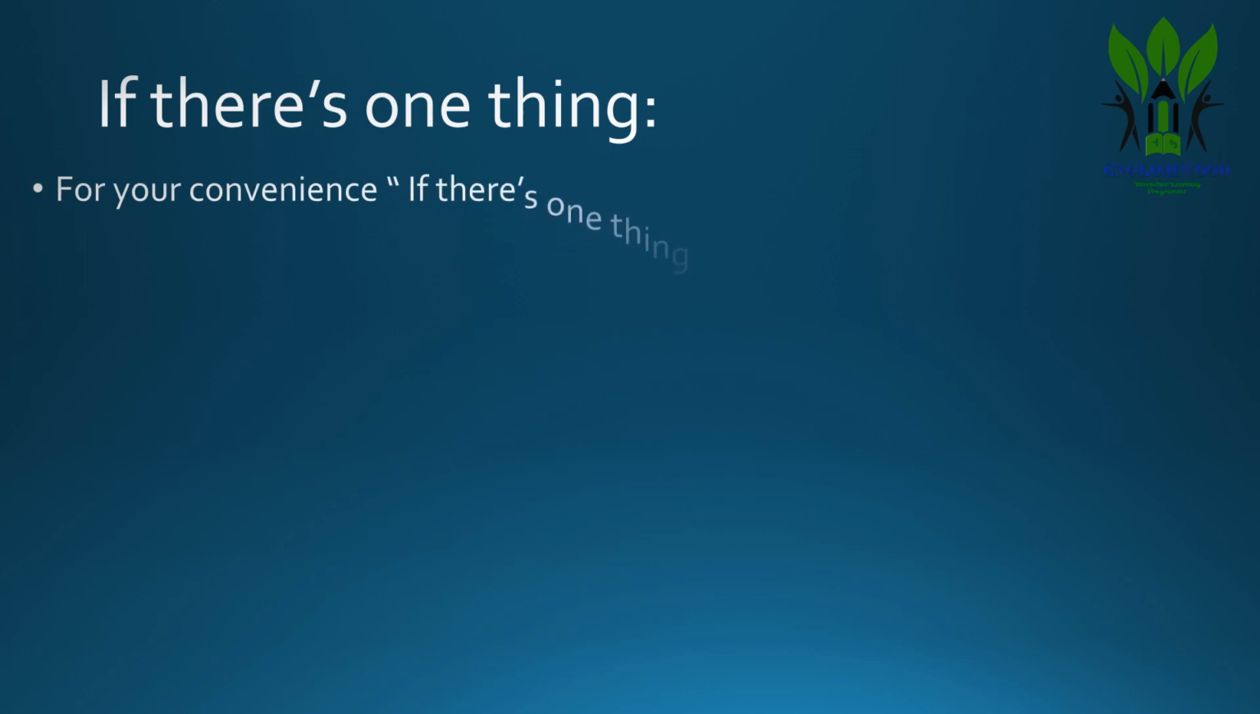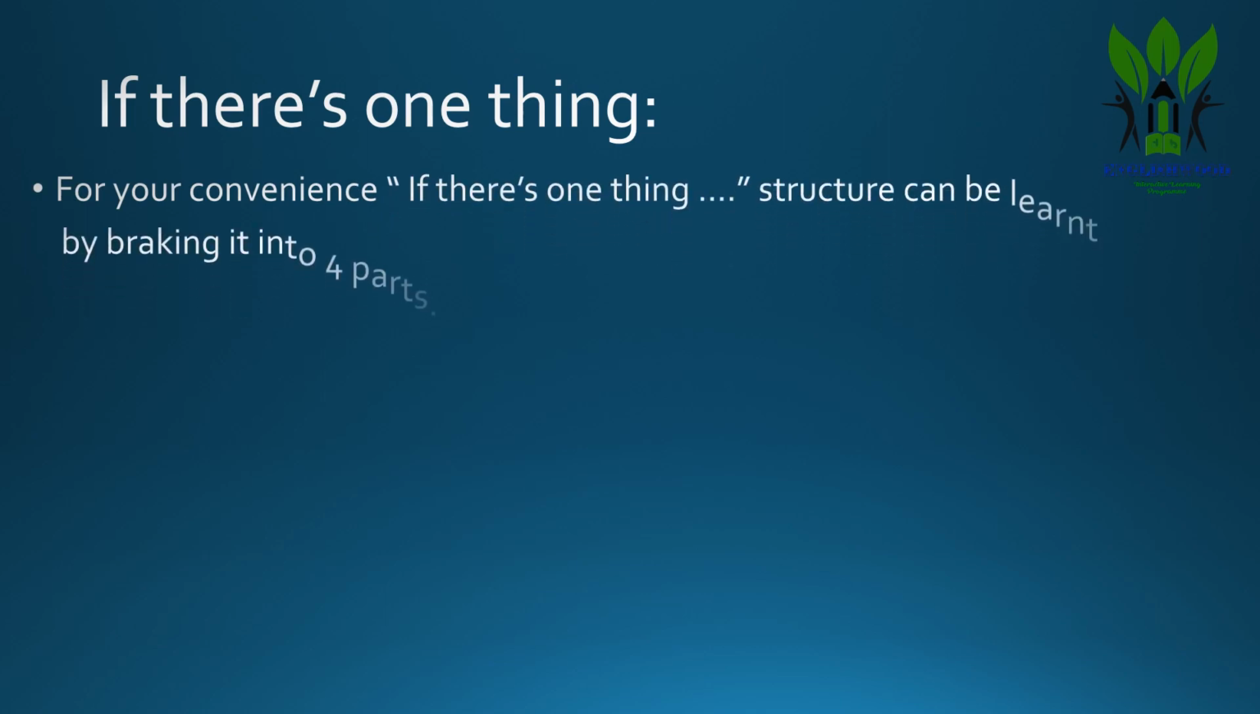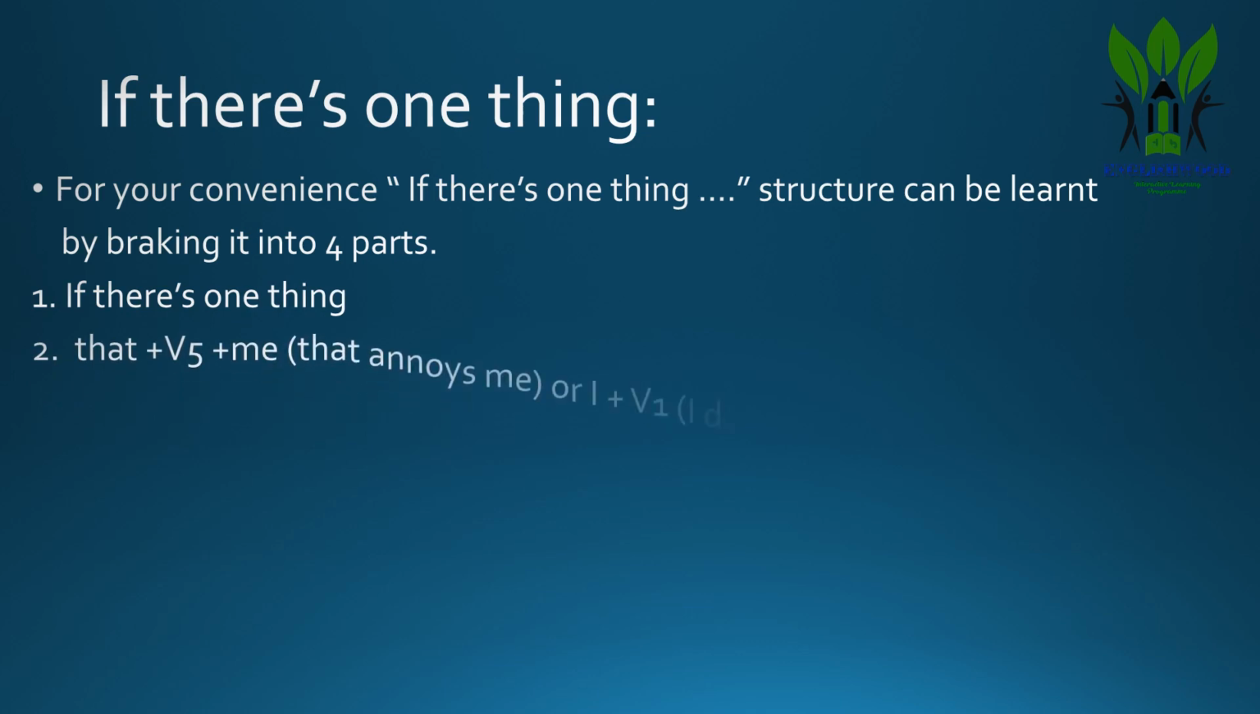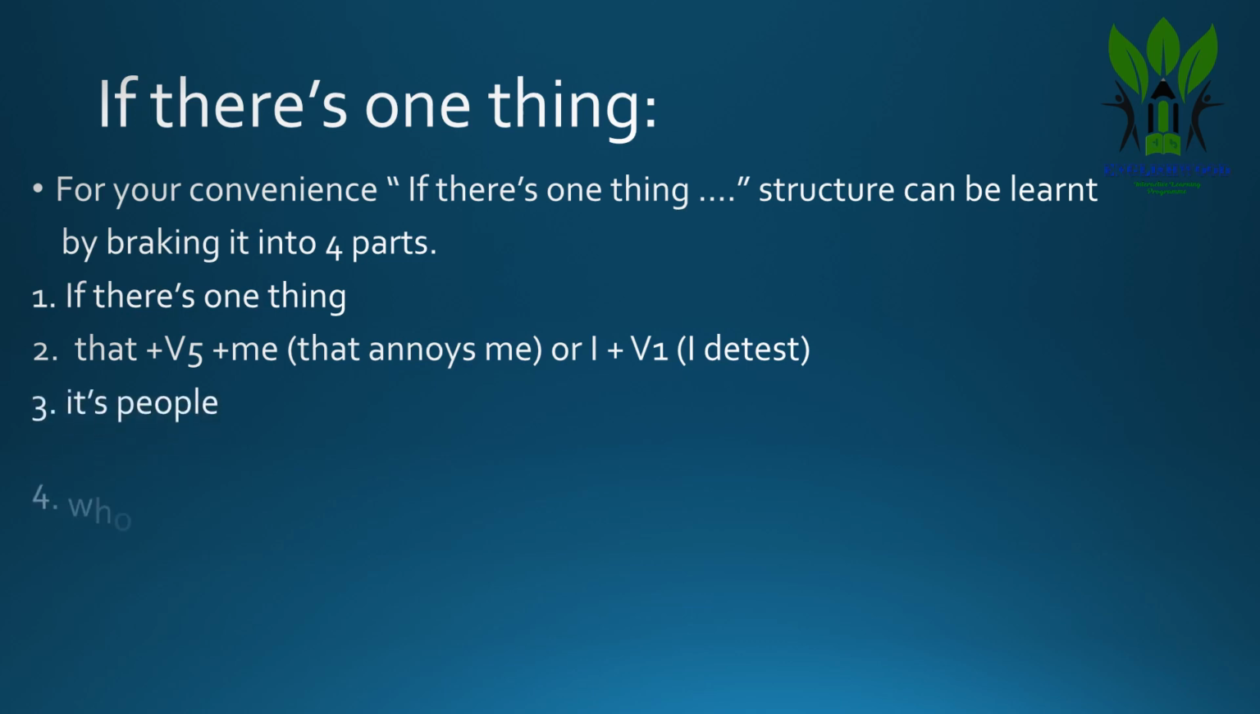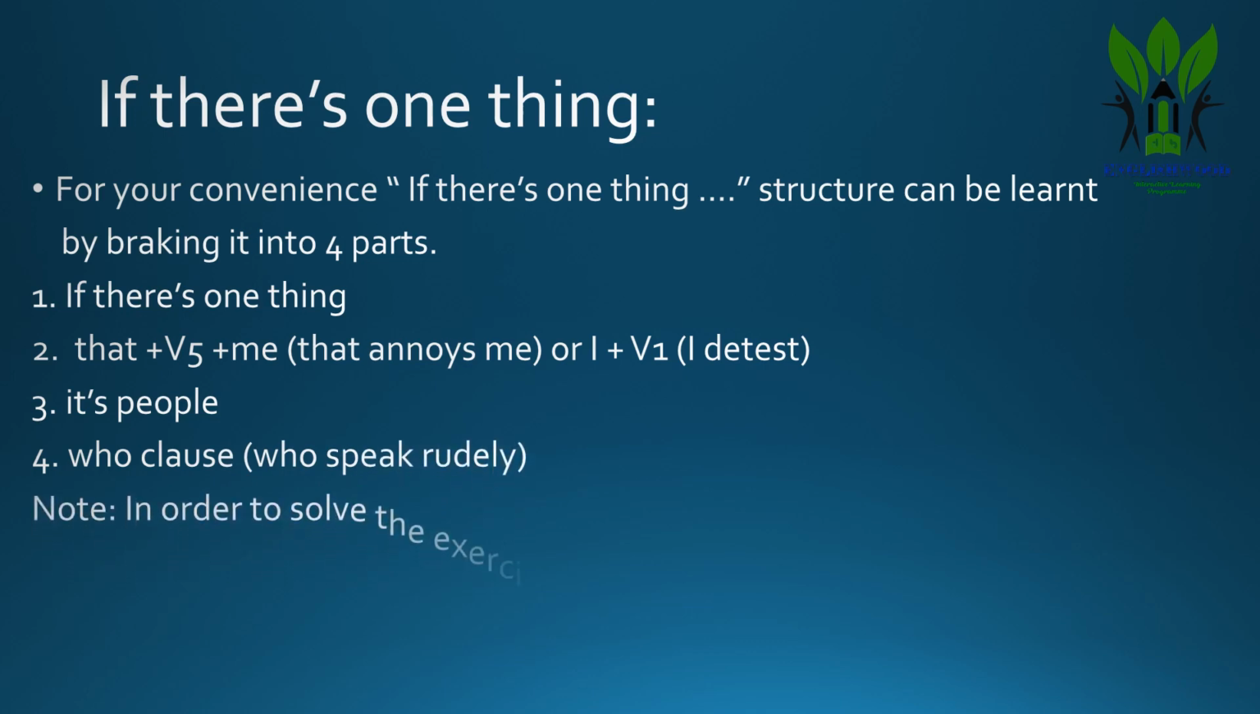If there is one thing, more explanation. For your convenience, the if there is one thing structure can be learned by breaking it into 4 parts. Number 1, if there is one thing. Number 2, that plus verb 5 plus me, for example, that annoys me, or I plus verb 1, I detest. Okay. So basically you are expressing your attitudes, therefore we use I. Third is it's people. Fourth is who clause, for example, who speak rudely.